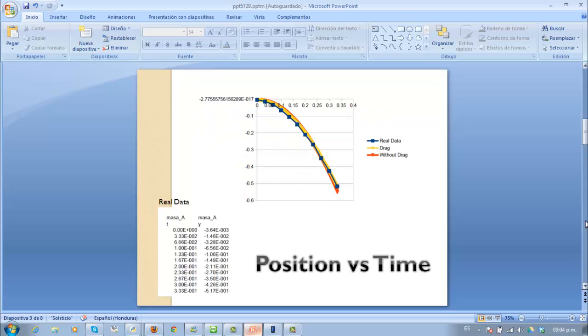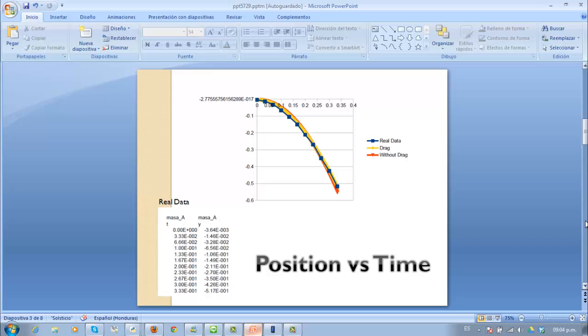Here, from the simulation, considering air resistance and no air resistance, I got the following graph of position versus time, where we can see that the simulation data without resistance predicts a little more than the actual data of the position over time.